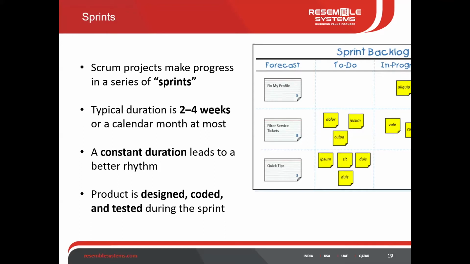And I can have a constant duration. So constant duration is nothing but I can tell my business or the key stakeholders, okay, the first 5 set of features will be released in 2 weeks. Next will be another 2 weeks. So even the business gets the confidence in the Scrum team. Okay, we are going to get something within a mentioned or constant time frame. So that follows as a rhythm. Okay, and the product is designed, coded, and tested during the sprint. So this is the key part.